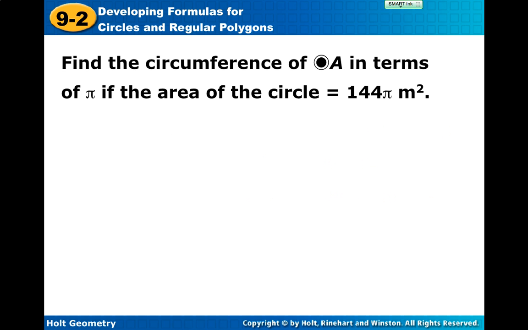All right. Find the circumference of the circle in terms of pi if the area of the circle is 144 pi. So now you're going from area to come up with circumference. To do that, you probably have to either figure out the radius or the diameter. What formula should you start with? Probably start with the area. Figure out what the radius is, then find the circumference.